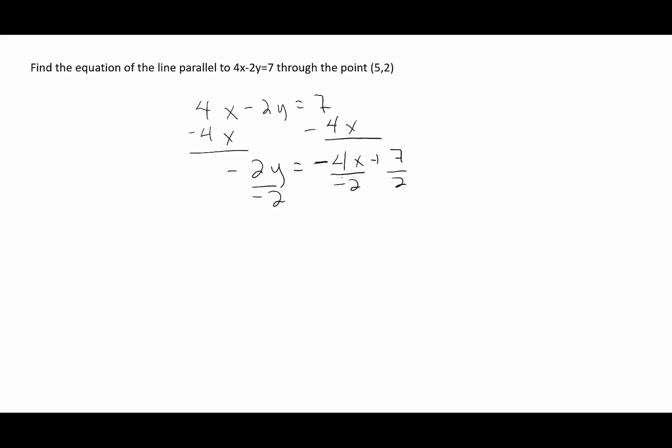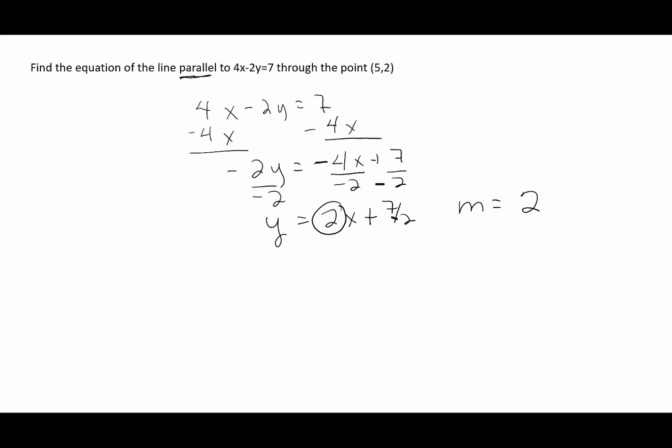Let's try one that's parallel. I have 4x minus 2y is 7, and I want to go through the point 5, 2. Now, first thing I need to know about this is what is the slope. So let's say 4x minus 2y is 7. I need to solve for y. So that says push the 4x to the right side. Negative 2y is negative 4x plus 7. Divide by negative 2. And I think it's important you divide each piece, so term by term. I have y equals negative 4 over negative 2 is 2x. And then you can leave 7 over 2, that's fine. I'm grabbing from this the 2, that is my slope.